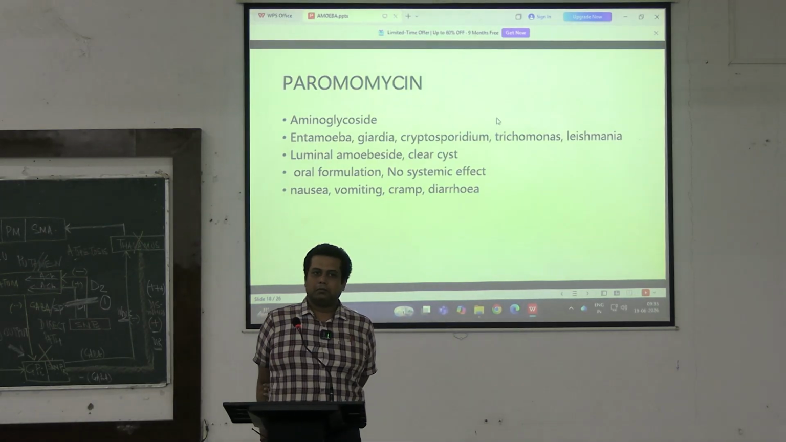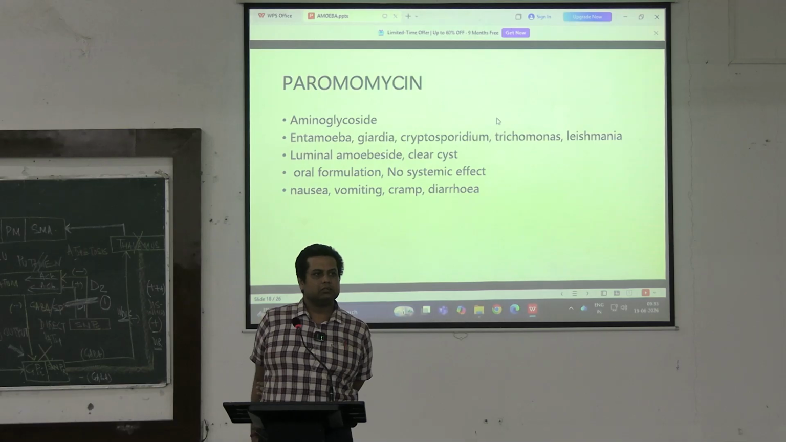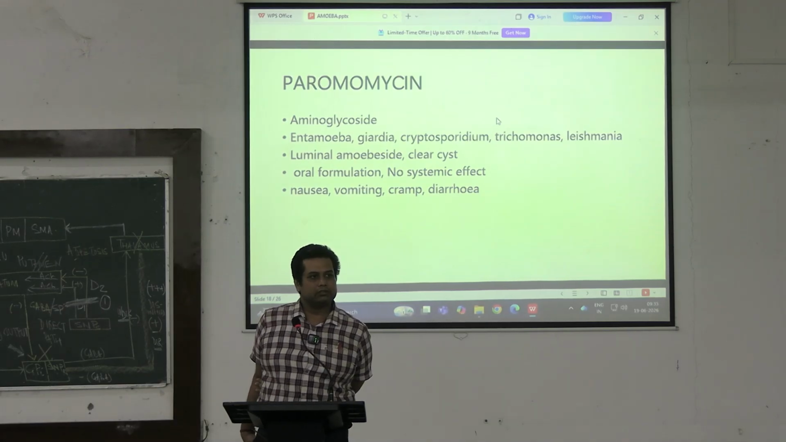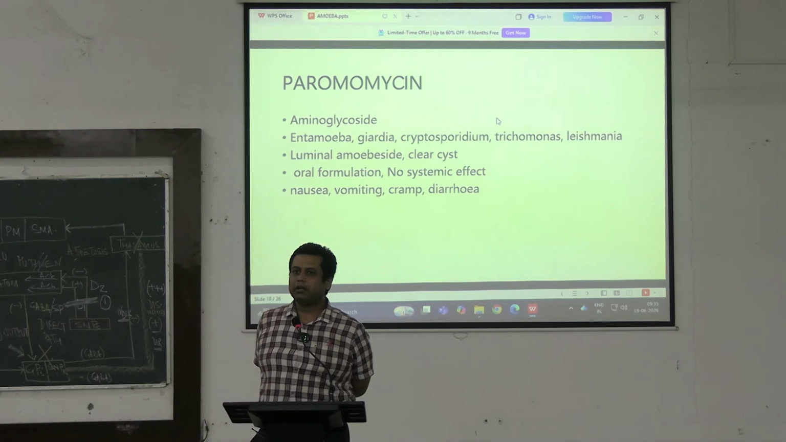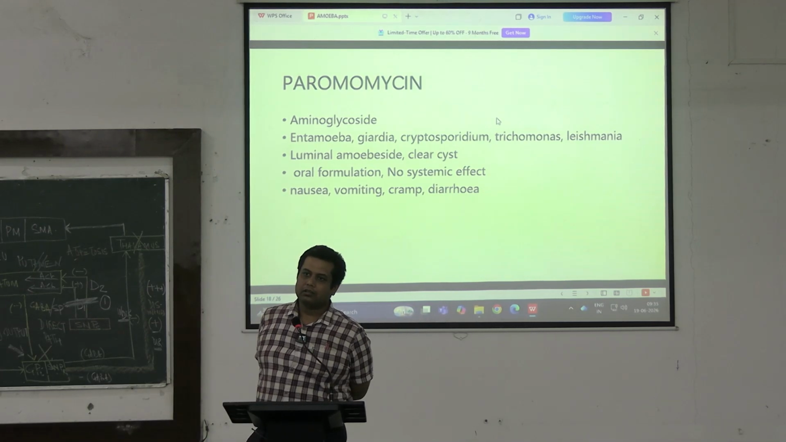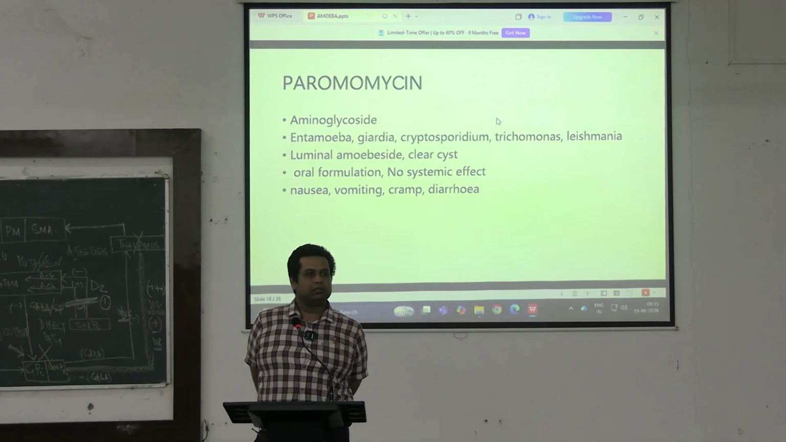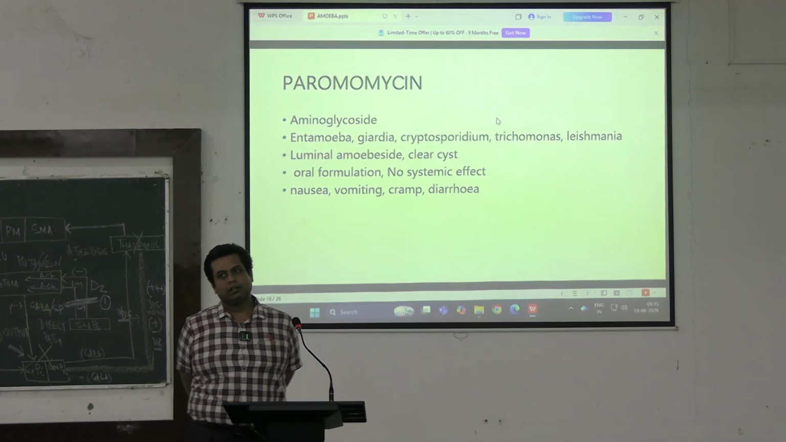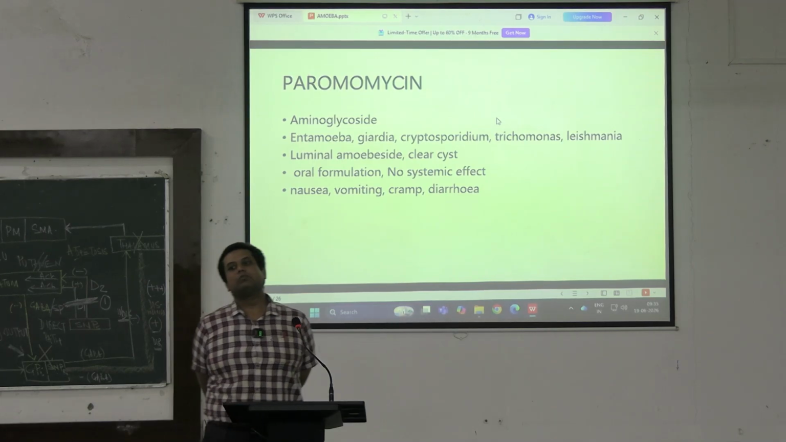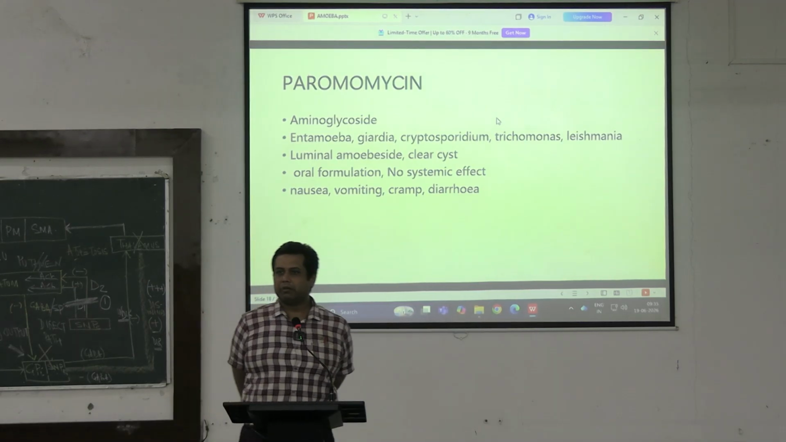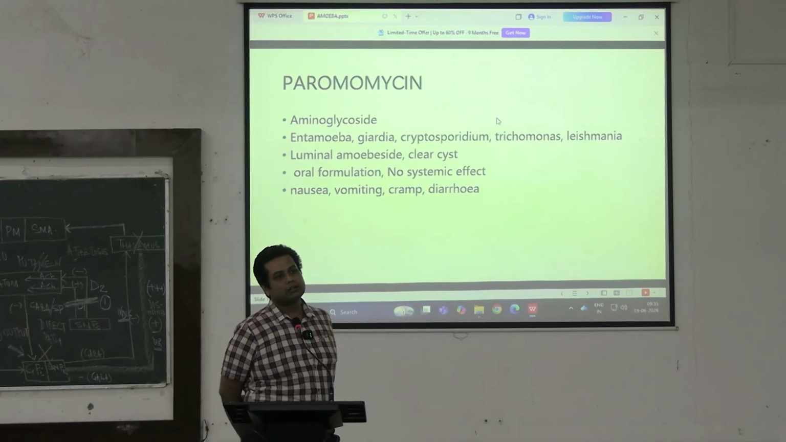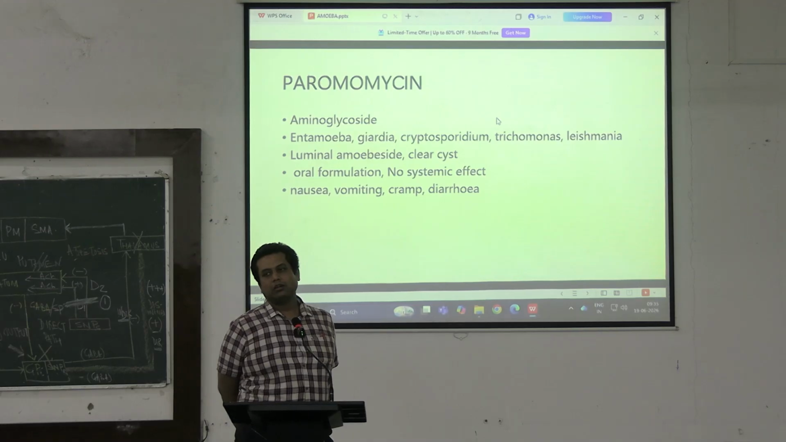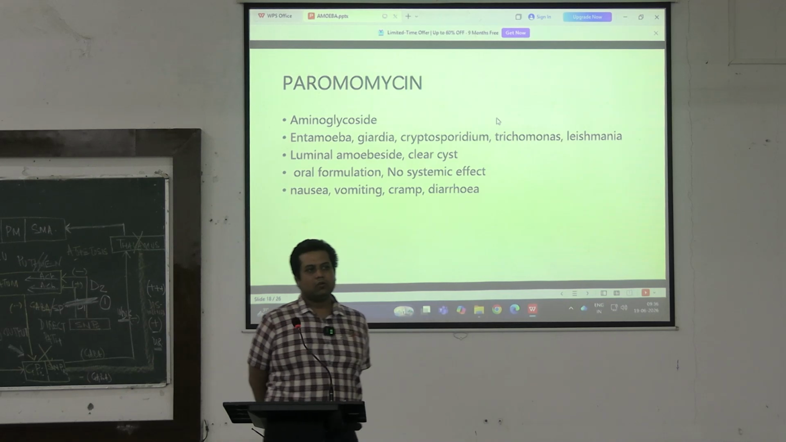Then paromomycin. This is a gentamicin-like antibiotic, you have done gentamicin. Gentamicin is effective against which bacteria? Say it loudly: gram negative bacteria. What is the route of administration of gentamicin? Gentamicin is used only by the IV route.